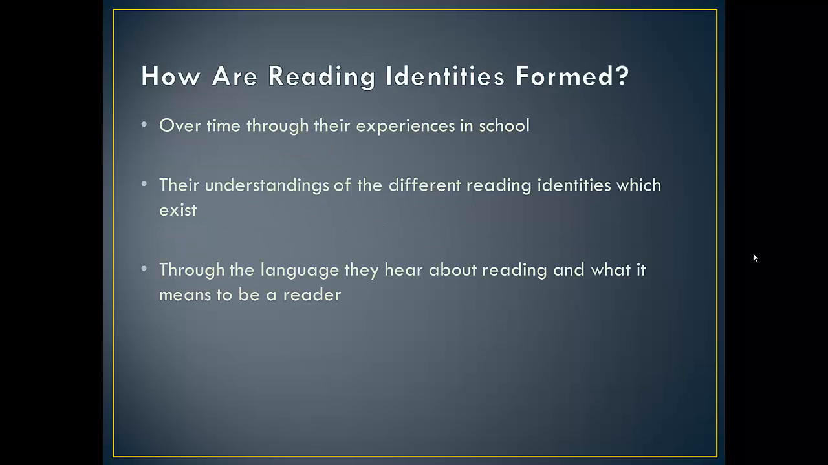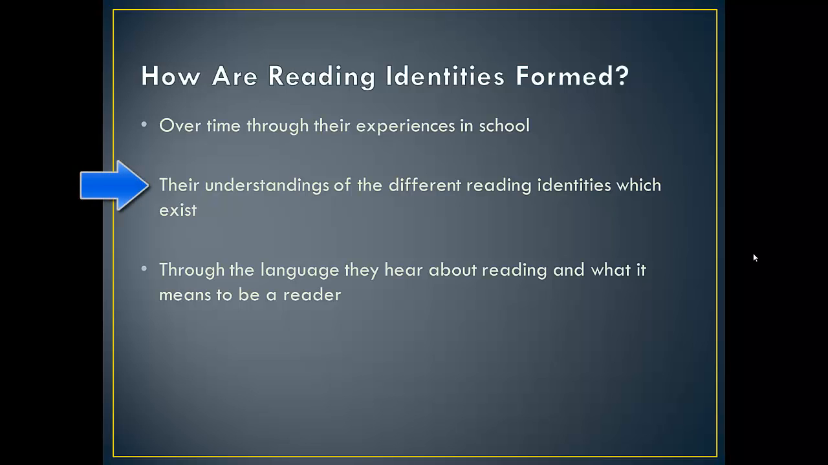So how are reading identities formed? Students' reading identities are formed over time through their repeated experiences with texts in school. Students who have regular negative interactions will likely develop a belief that they are poor readers, while students who have regular positive interactions will likely develop a belief that they are good readers.